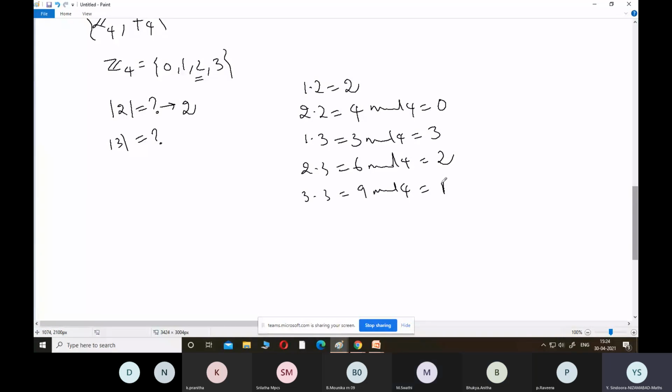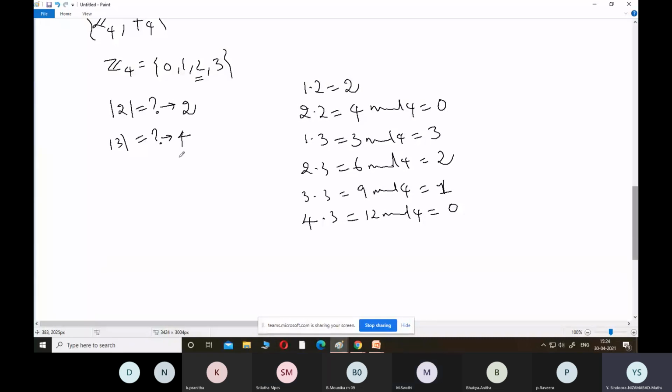I did not get 0 still. Okay, let us go for 4. 4 into 3 is equal to 12. What is 12 modulo 4? 0. So what is the order now? 4. Very good. So order of 3 is 4 for us.